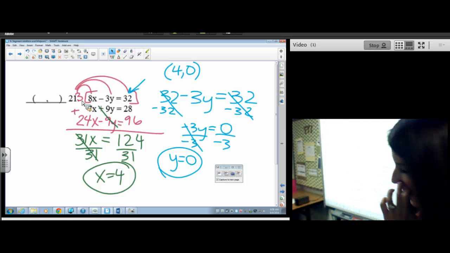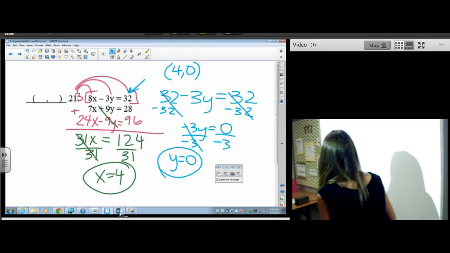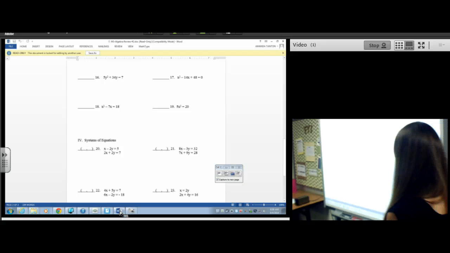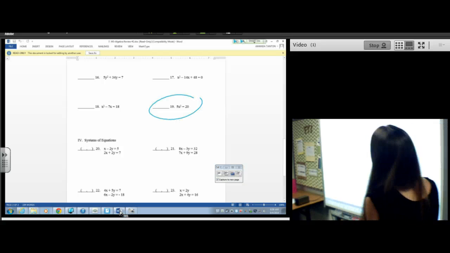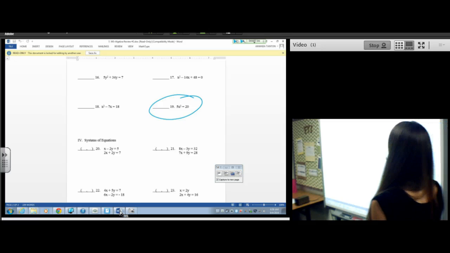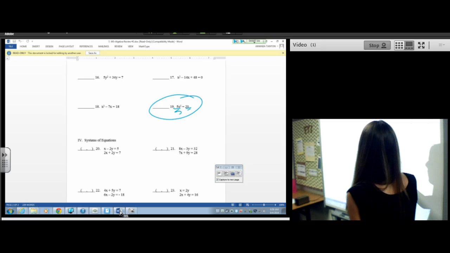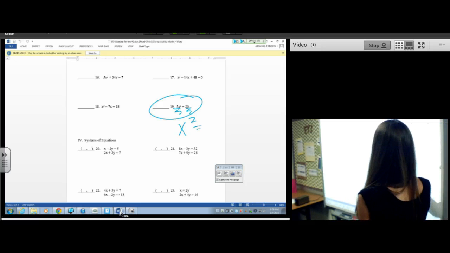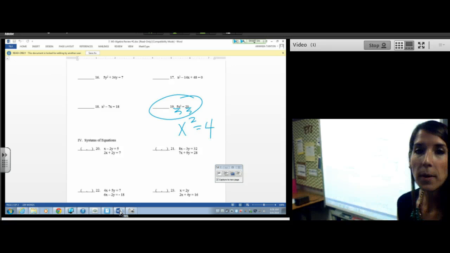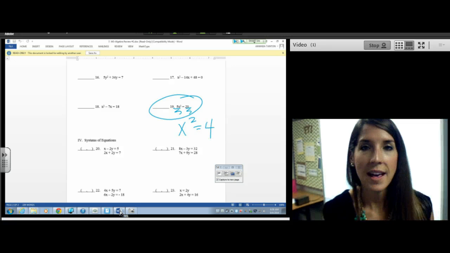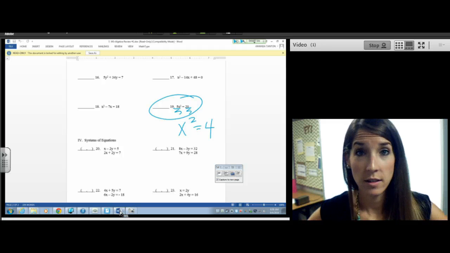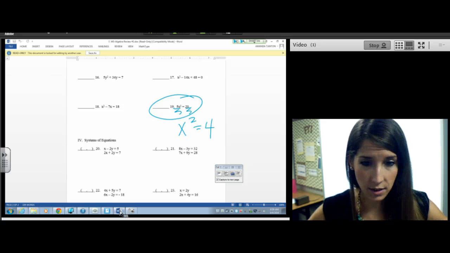Okay, and then the very last one I was asked about, I'm going to do it really quick. Number 19. Step 1, divide by 5. X squared equals 4. This is really important. Because there's an x squared, that means you're going to have two answers. So be really careful. You're going to have two answers.